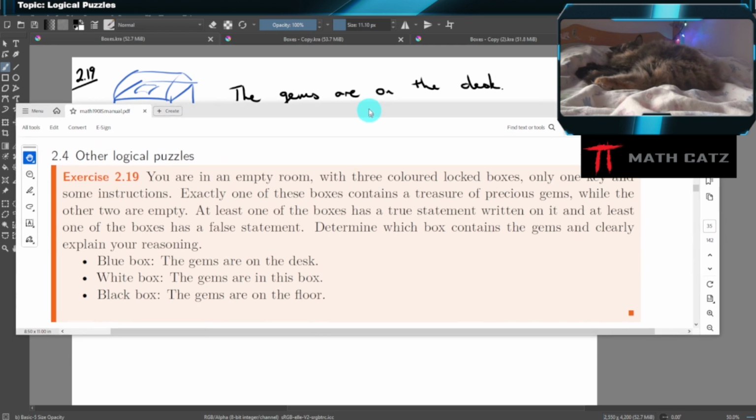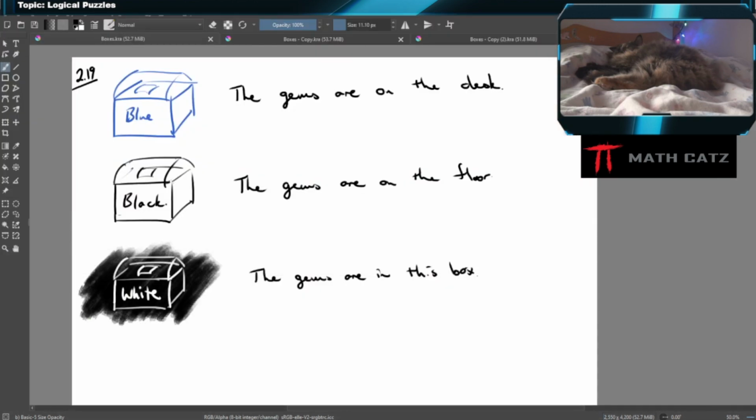Okay, so I'm going to move this so that we can have more space. And I wrote down what each colored box says because we're going to have to remember that and probably look at it, refer back to it over and over and over.